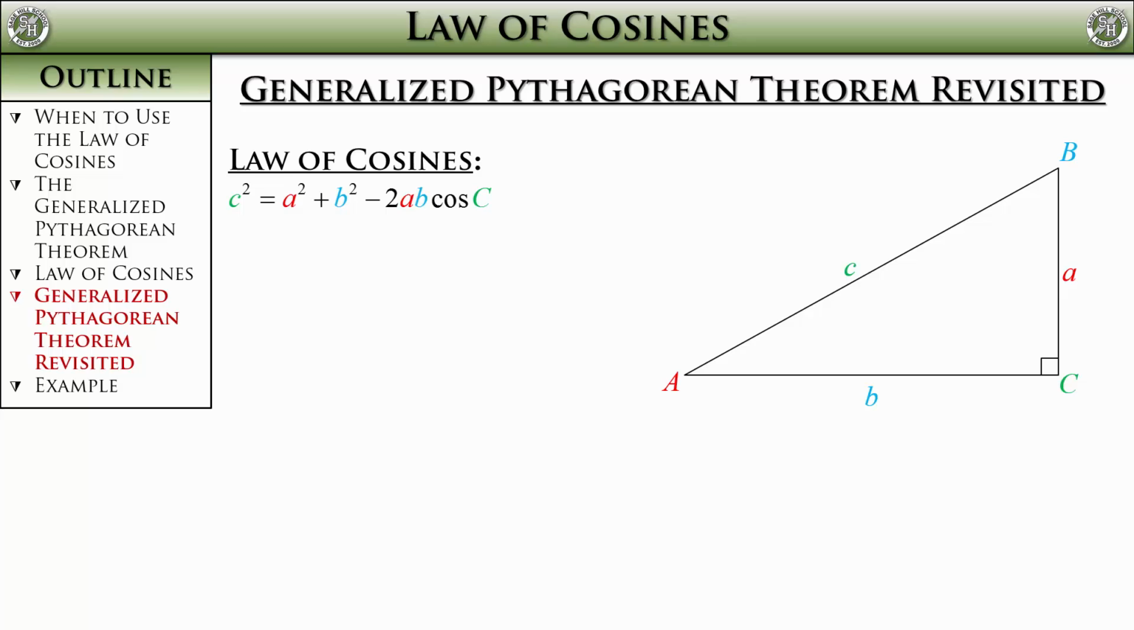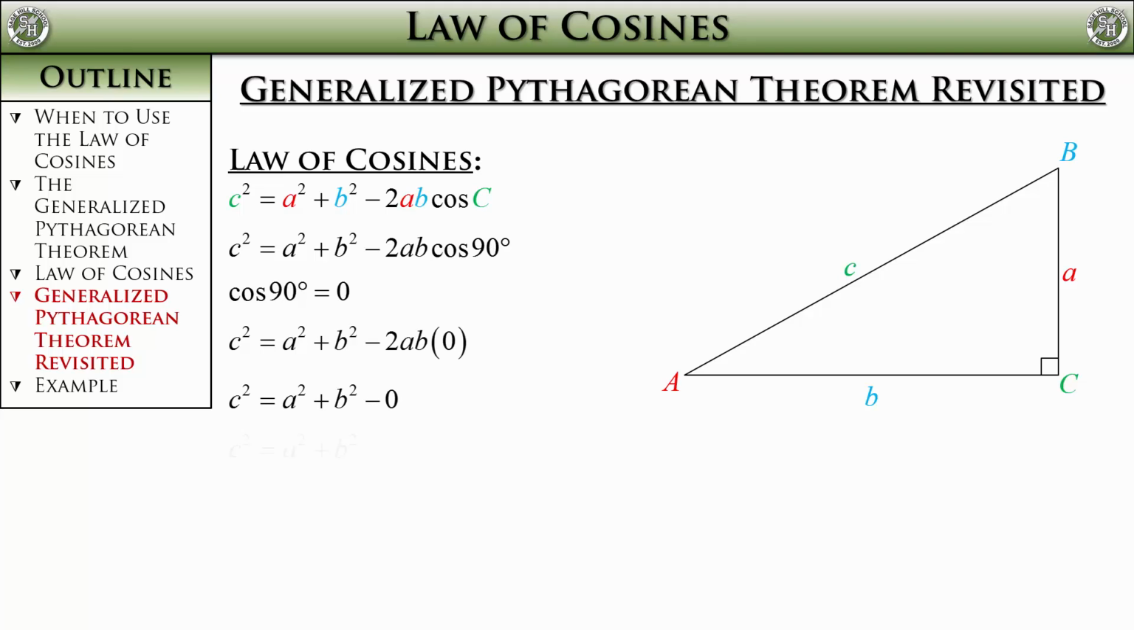Let's see what happens to our law of cosines when a right triangle is involved. Since we have a right triangle, we know the measure of angle C, so we can put 90 degrees in for C in our equation. You can check this for yourself on your calculator, but the cosine of 90 is 0, so we can substitute a 0 into our equation. Since that part is a 0, that whole term is 0. We can eliminate it altogether, and we end up with the regular old Pythagorean theorem.